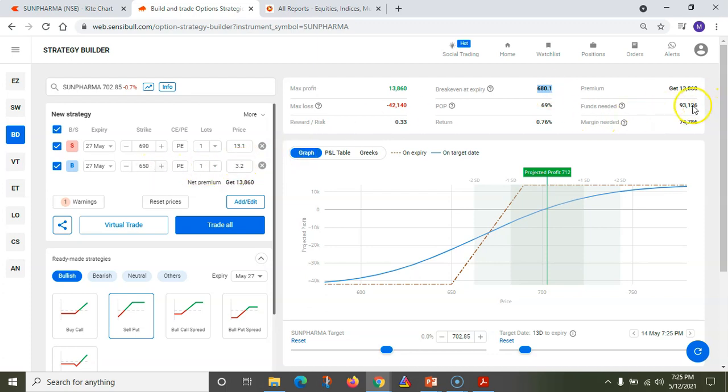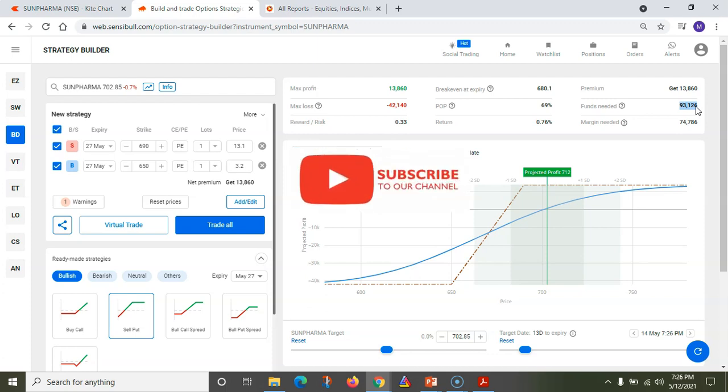So my funds needed from 2 lakhs reduces to 93,000. So you get the advantage of containing your risk and you also get an advantage of reducing the margin that is required for you to take this trade. That's why most people always go with a spread rather than going for naked buying or naked selling. Okay, so I hope I have explained these 4 simple strategies for a bullish setup. In the next video, I will be explaining about bearish setups.